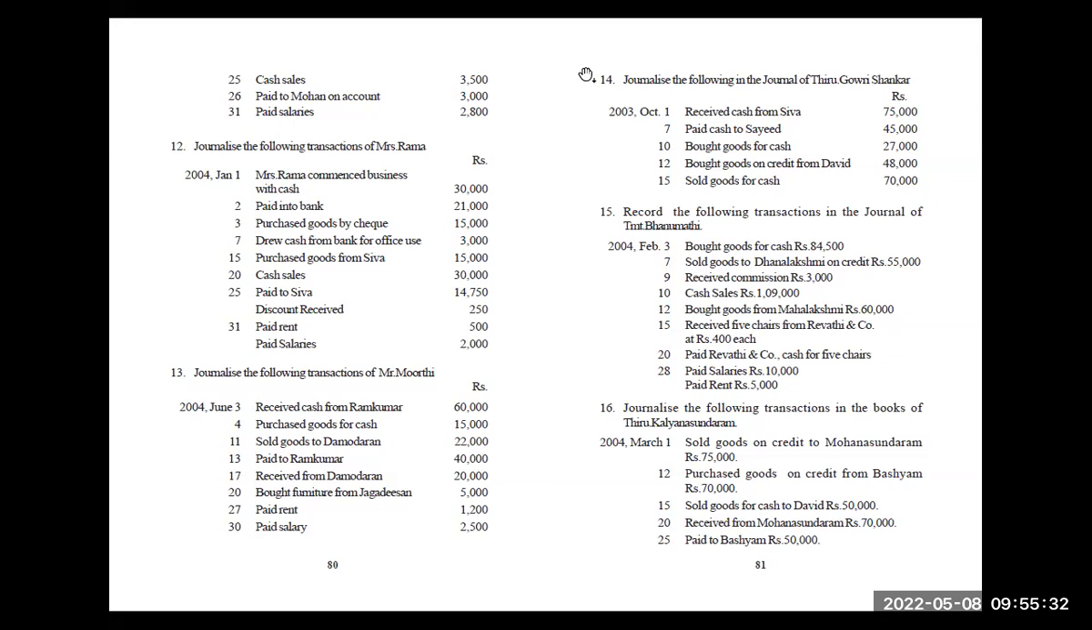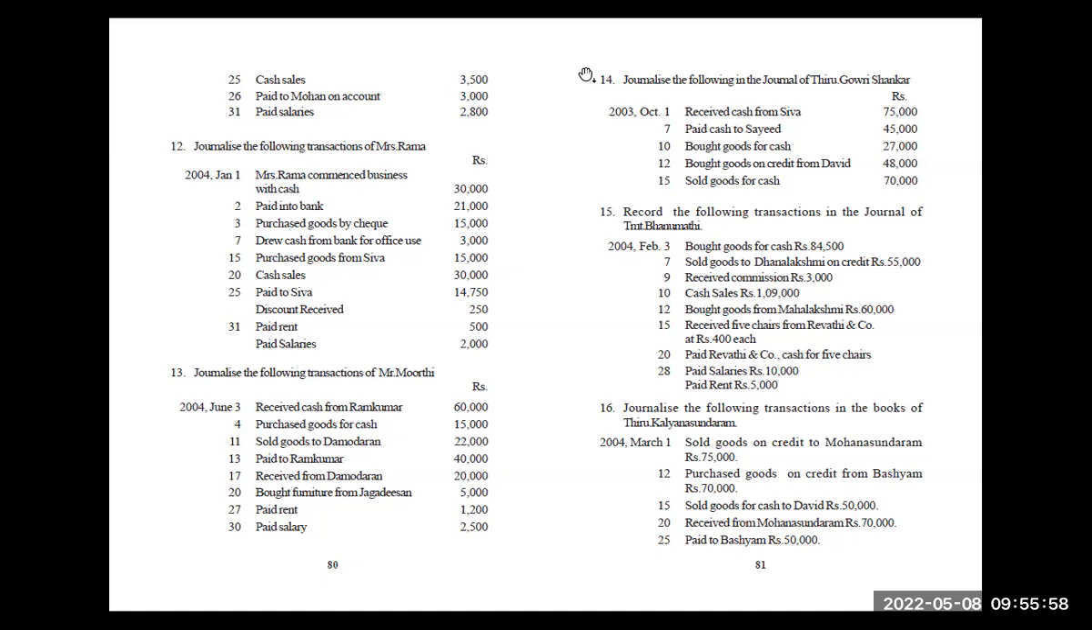Can you discuss the 13th question? First one. Received cash from Ram Kumar. What is the entry? Ram Kumar account debit to cash account. Why, madam? Cash account debited to Ram Kumar account. Yes, cash to Ram Kumar. Cash comes in, no?